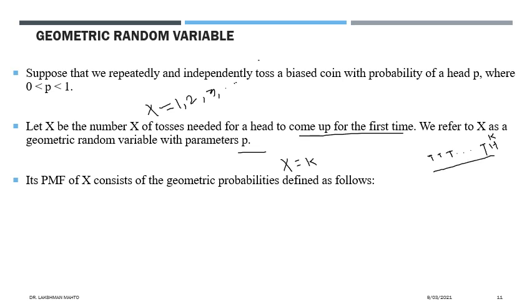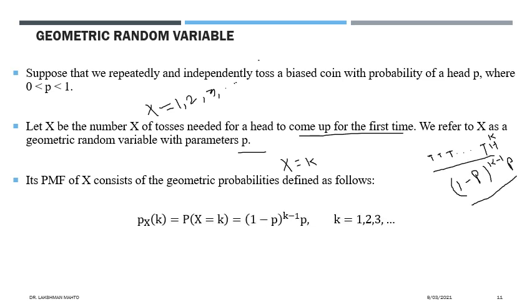So we have k minus 1 failures, and the probability of failure is 1 minus p. We observe failure k minus 1 times, and exactly at the kth trial we get success, with probability p. This defines our probability mass function: the probability that x equals k, meaning k trials are performed to get the first success, is 1 minus p to the power k minus 1 into p, where k can take any value starting from 1 with no upper bound.